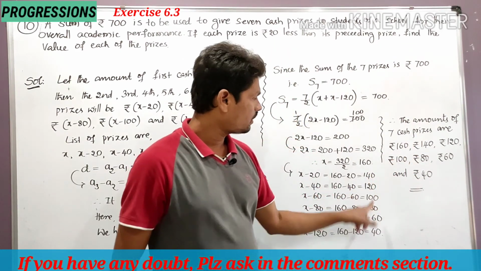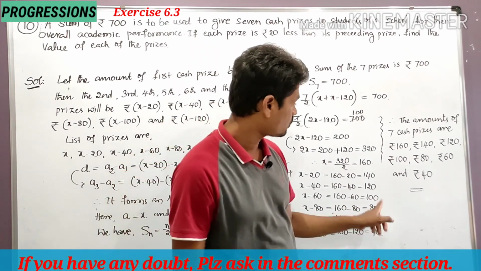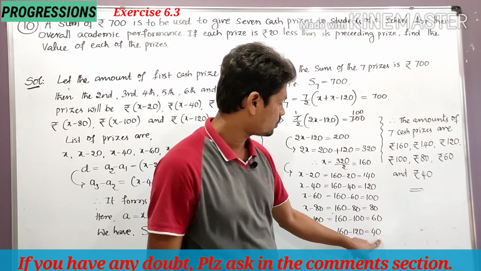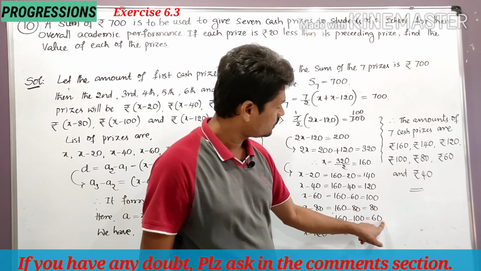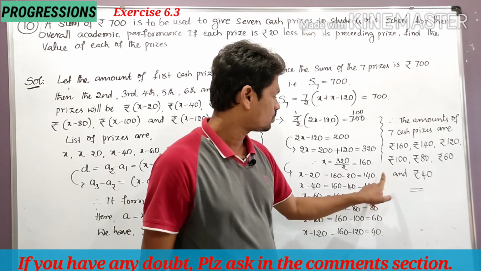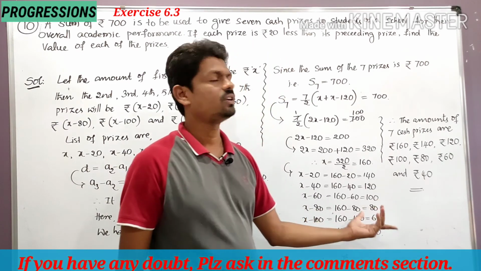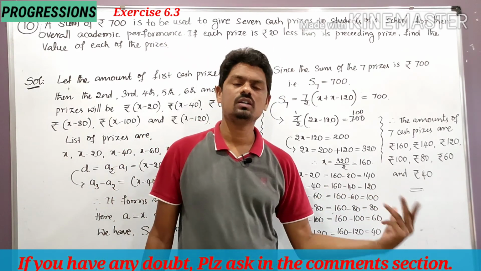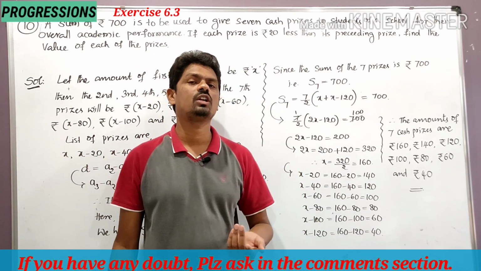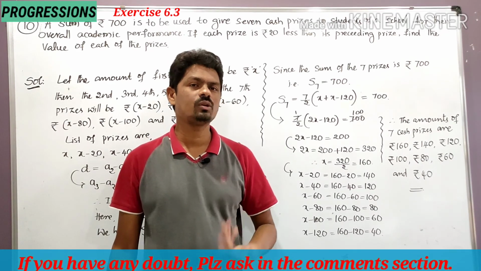If you add all 7, the sum should be 700. See, we add first and last: 160 plus 40 is 200, and 140 plus 60 is also 200, 120 plus 80 is also 200. So 200, 200, 200, totally 600, plus 100, 700. Like this we can find. This is very important and very easy, student. You have to practice at least 2-3 times. Then only you get perfect and you can do it on your own.